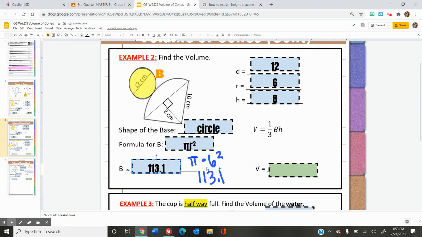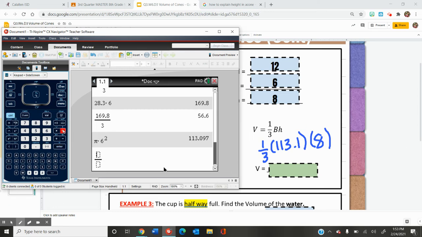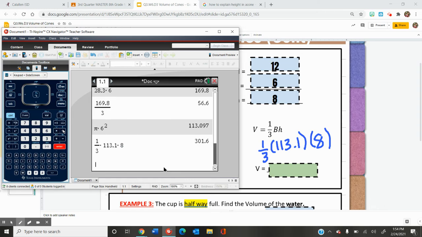Okay, so now we need to apply this into our formula. So we have volume equals 1/3 base, or the area of my base, times my height. Now the area of my base was 113.1, and I'm multiplying this by my height, which is 8. There's a whole bunch of different ways you can put this in your calculator. I'm just going to put it in the way it looks. So here I'm going to press Control Divide. That's going to pop up my fraction. I'm going to put 1 on top, 3 on the bottom. Before I enter everything else, I'm going to step out of my fraction. And I'm multiplying this by 113.1 times 8. Now here I get 301.6.